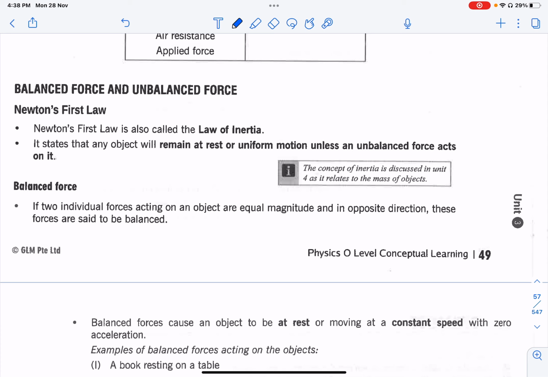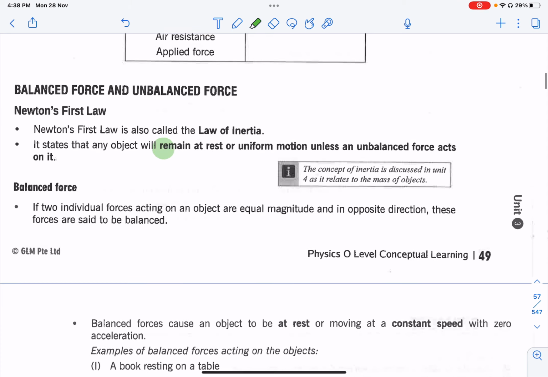Inertia basically states that any object will remain at rest or uniform motion unless an unbalanced force acts on it. What this actually meant is that something has to be introduced to cause a change to the overall uniform motion. Otherwise, that object will just keep moving forward. And so that is what they meant by Newton's first law.